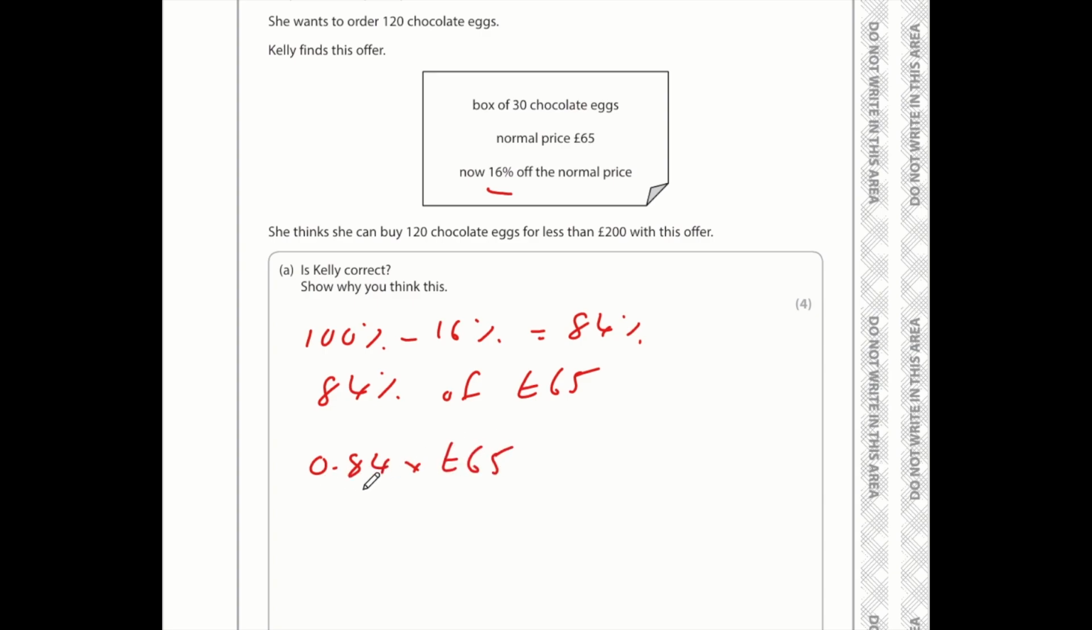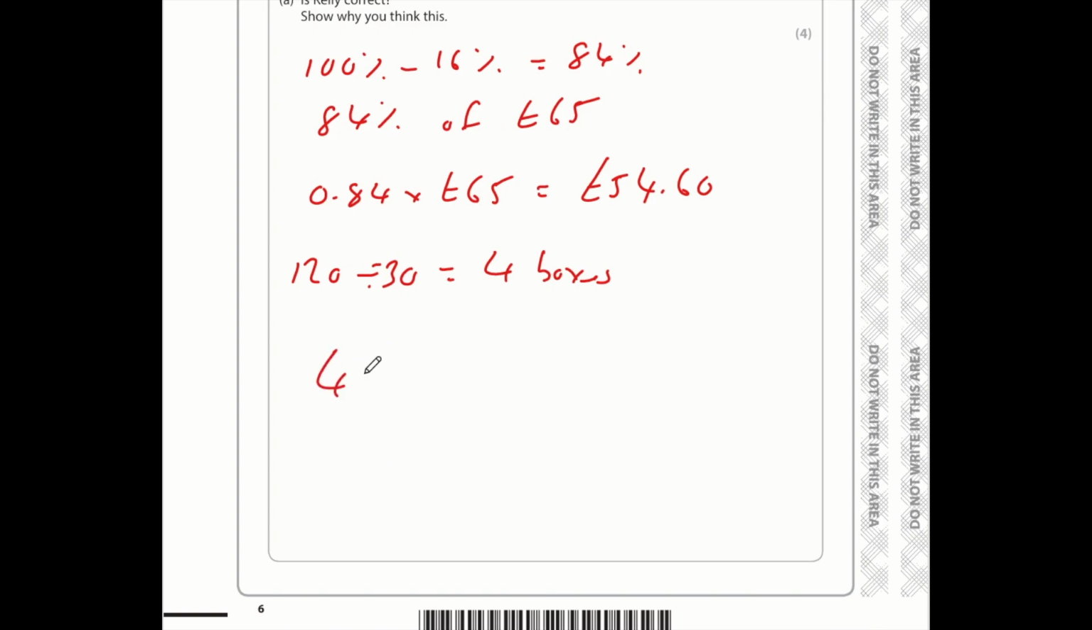This is the decimal equivalent of the percentage figure. It's 84 divided by 100. And 0.84 times £65 is £54.60. Okay, so she wants to buy 120 chocolate eggs. So a box has 30. So how many 30s go into 120? Well, 120 divided by 30 is 4. So that's 4 boxes. So the final calculation is 4 multiplied by £54.60.